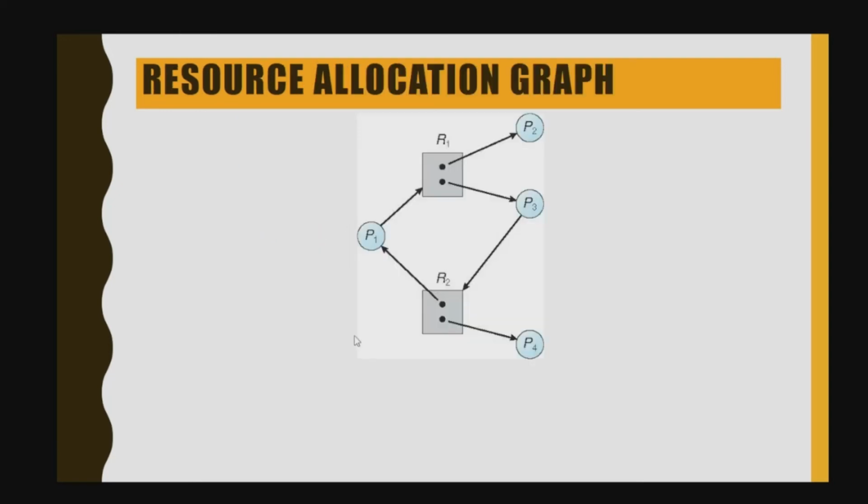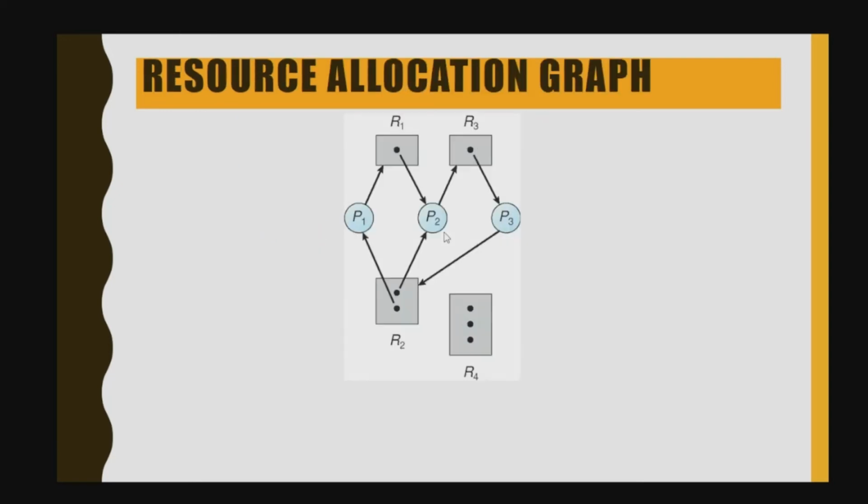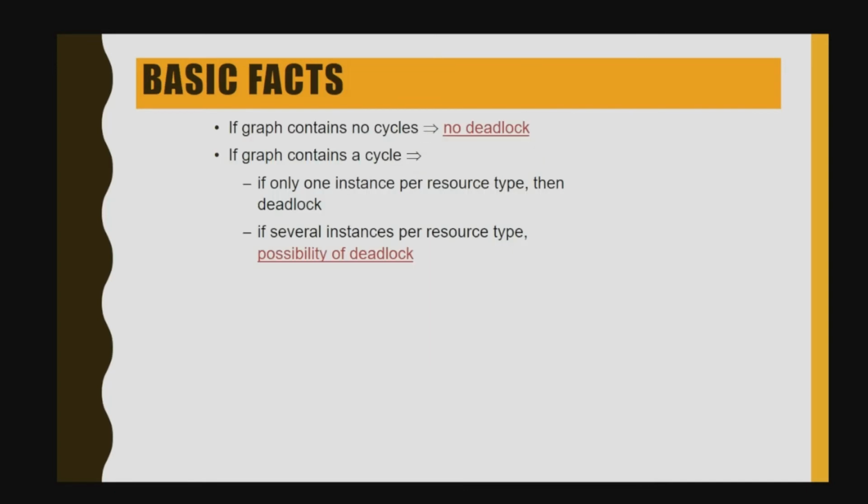In this case, we have two resources. In this part we only have one, so this is a possibility that the deadlock can occur. So if the graph contains a cycle, these are two possible situations. If only one instance per resource type, then the deadlock. If several instances per resource type, we can have the possibility of the deadlock. It means there's a high possibility the deadlock can occur.